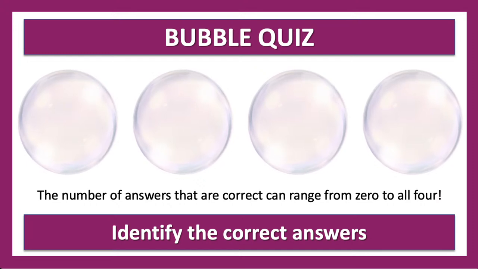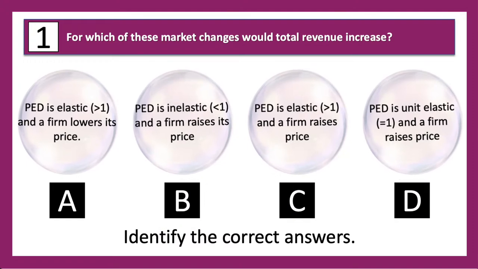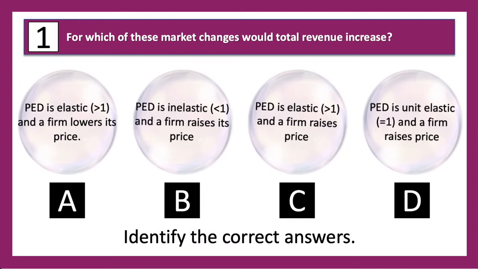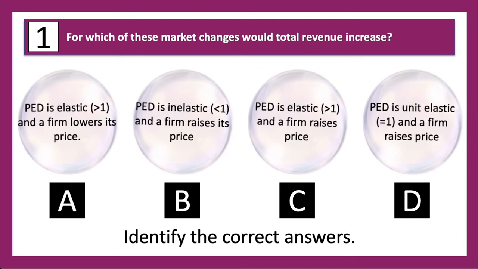We're going to give you a question, funnily enough, and four possible answers. Now, there could be one correct answer, two, three, four, or all of them could be incorrect. So the challenge with the bubble quiz is to say, well, how many of the following are correct? Here's our first question. For which of these market changes would total revenue increase?